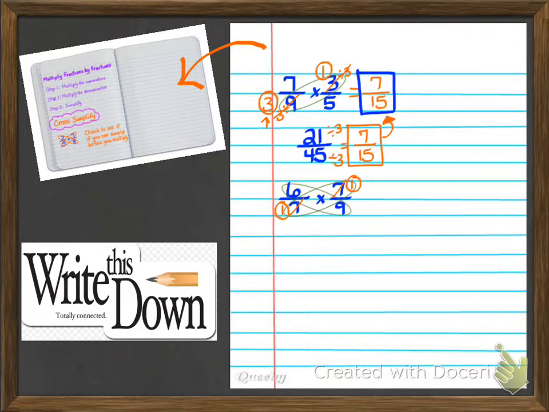Looking at the 6 and the 9, you want to ask yourself, well, what goes into 6 and 9? What is the greatest common factor? The greatest common factor is 3. So if I do 6 divided by 3 and 9 divided by 3, let's go up to the 6.